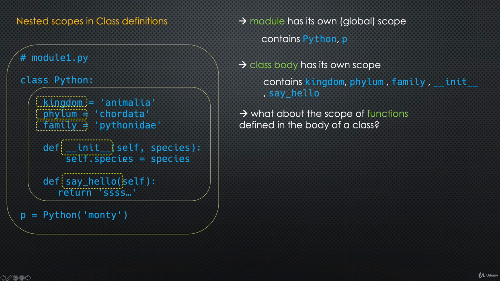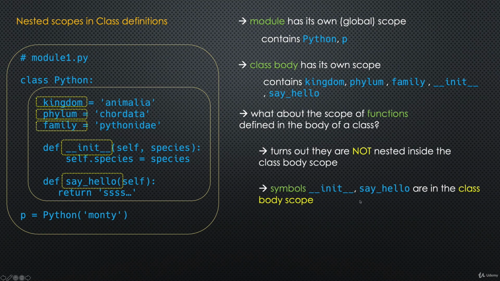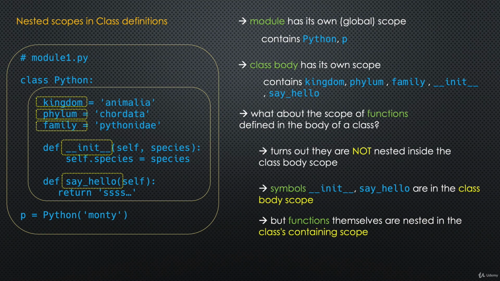But what about the scope of the functions themselves, right? Init is really just a pointer to a function. Say hello is essentially a pointer to a function. What about the scopes of those functions? Are they nested inside the class body scope? And it turns out that they are not. So the symbols init and say hello are in the class body namespace, but the functions themselves are nested in the class's containing scope. So in this case, these function objects, their scope is actually nested inside the module1 scope, not inside the class's body scope.